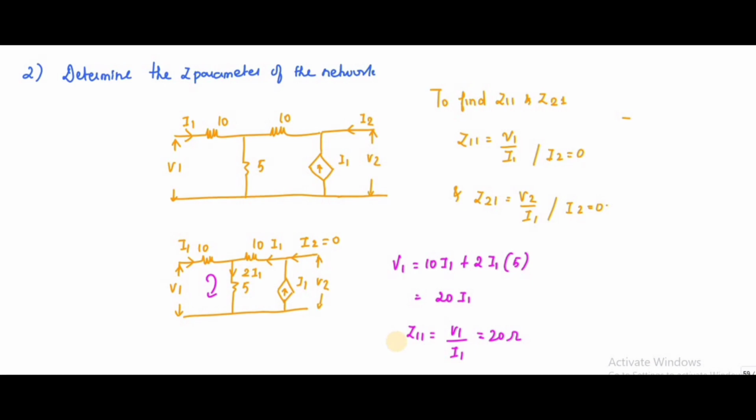Z parameter is also called the impedance parameter. Next I need to find the value of Z21. What is V2? You have to go for this loop. I can write V2 is equal to 10I1 plus 2I1 into 5, that is also equal to 20I1. So V2 by I1, that is Z21, is equal to 20.